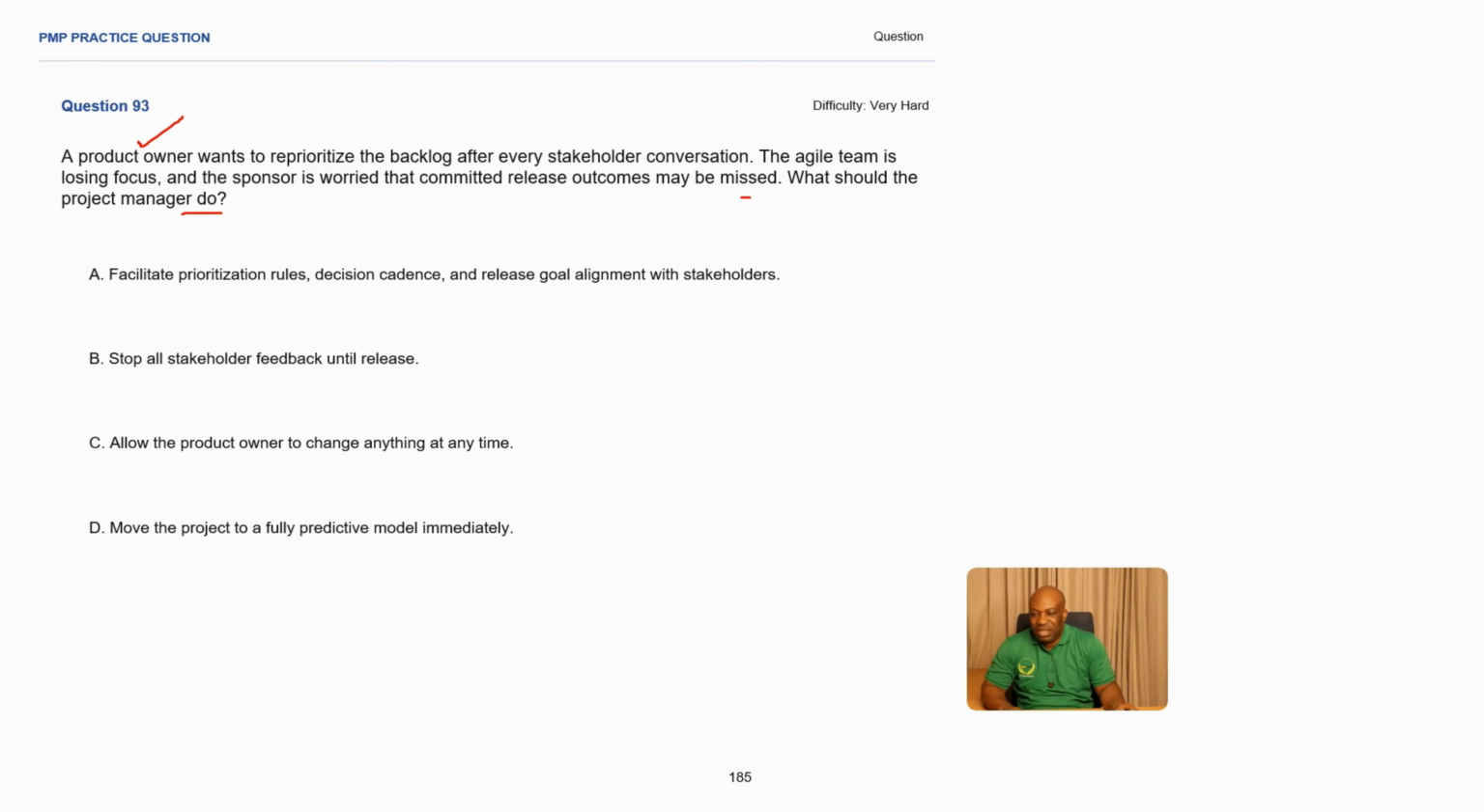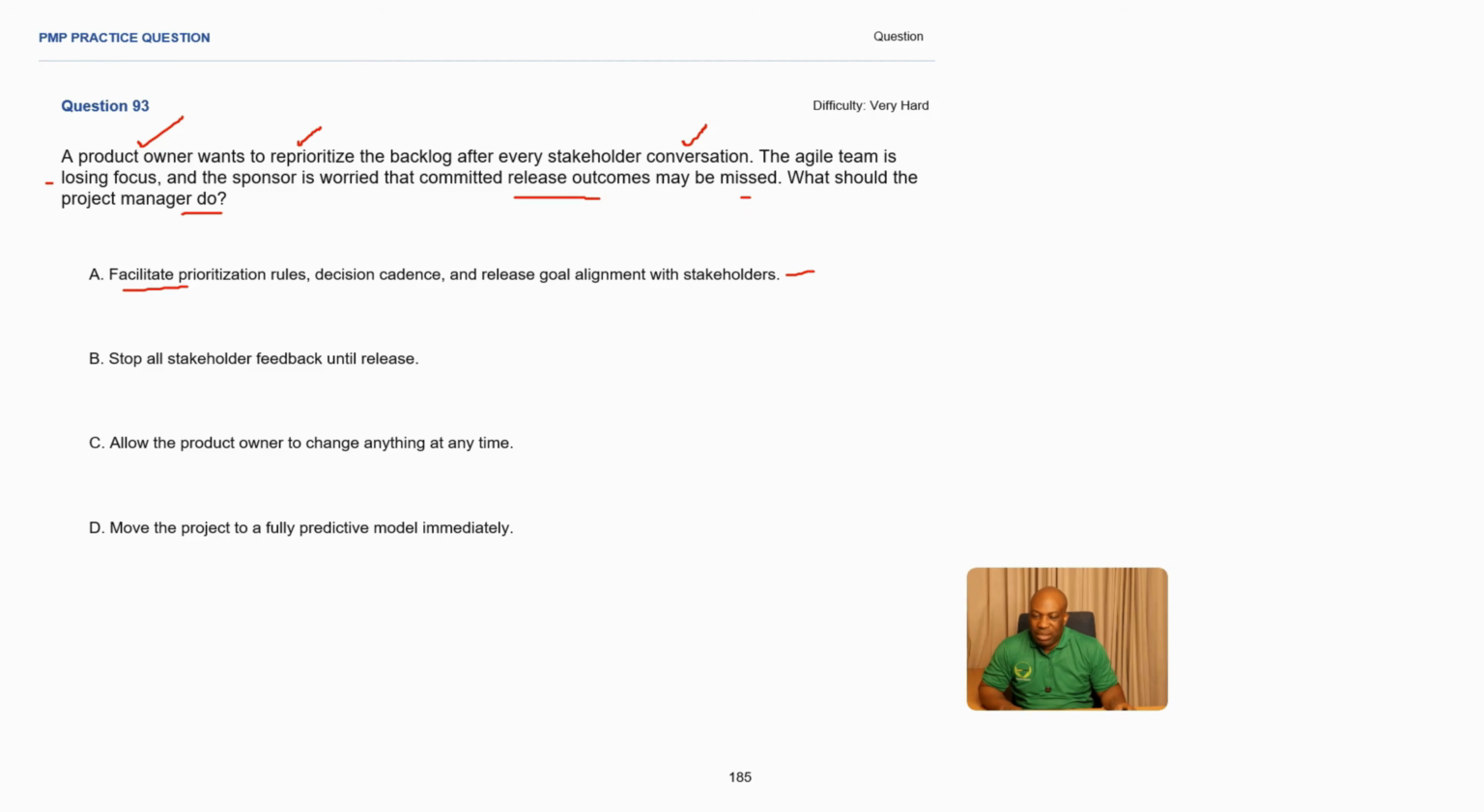So what is our problem statement? We have an owner who wants to reprioritize the backlog after every stakeholder conversation. After every discussion, they want to reprioritize. And the Agile team is losing focus now because of this reprioritization. Things are being changed frequently. And the sponsor is now worried that the release outcomes may be missed. So let us go through the answers now. A: Facilitate prioritization rules, decision cadence, and also release goal alignment with stakeholders. I like this one. When you're facilitating, it means you're bringing the team together.